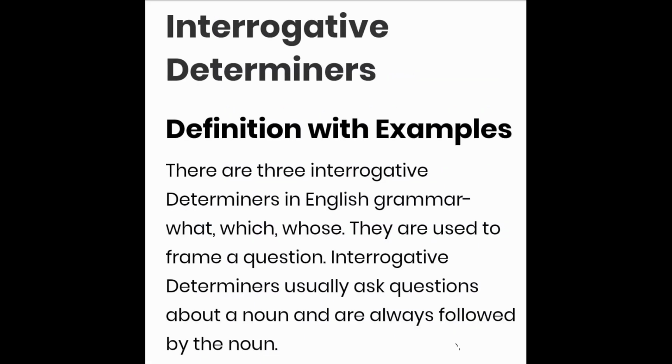The last one, interrogative determiners. Now there are 3 interrogative determiners in English grammar. You must remember what, which and whose. They are used to frame questions, and also they are used before nouns to ask questions. So that's why they are called interrogative determiners. Clear? Determiners usually ask questions about a noun and are followed by the noun. Now some examples: whose pen is this, which book do you want, what color does she like. So these are a few examples related to interrogative determiners.